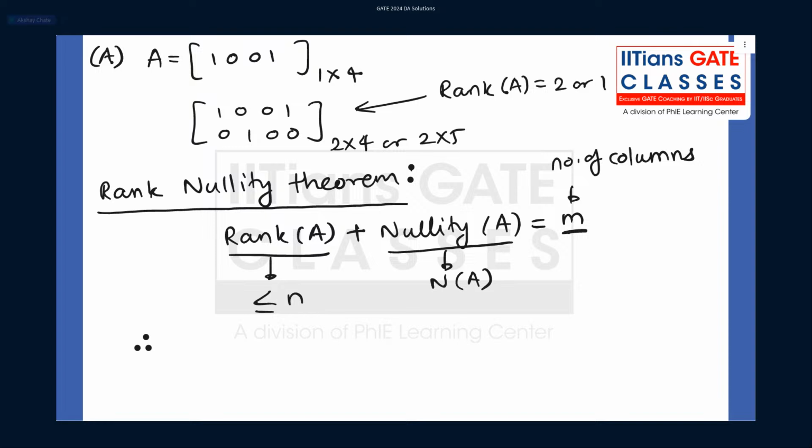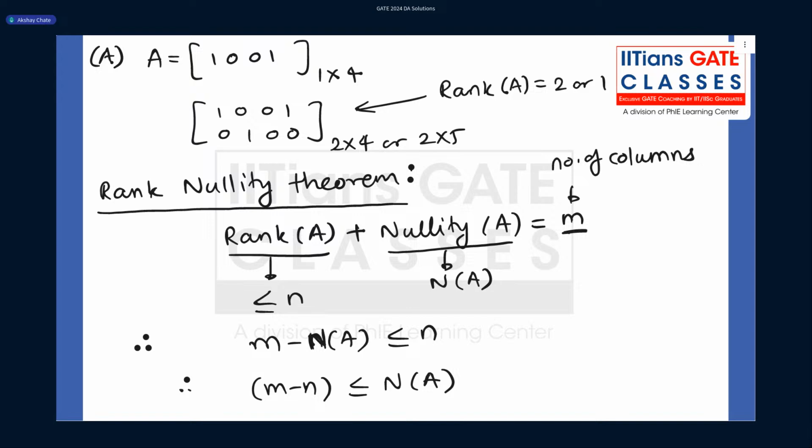Yeah, so what I mean by that is, this m minus N(A), sorry, capital N of A. If you take this capital N of A to the RHS, that will become m minus N(A), and this can be equal to n or less than n. So you have something like this inequality, and therefore your m minus n can be less than or equal to N(A). So your nullity will be either equal to m minus n or greater than that, and that is what the first option says.